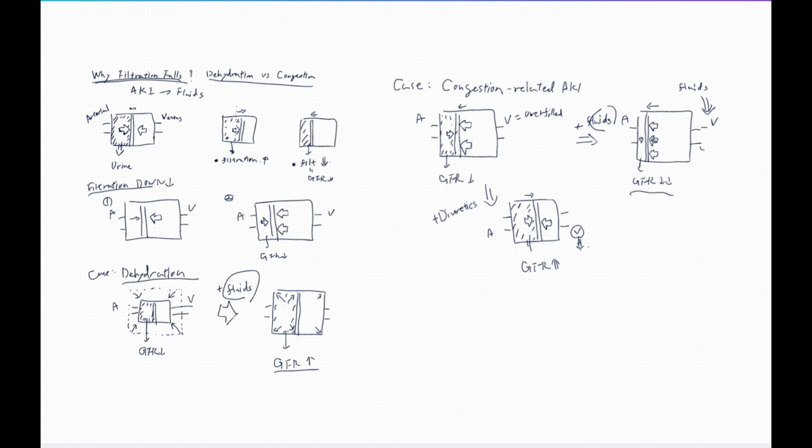Let's summarize the key takeaways. In AKI, filtration depends on pressure balance, not volume alone. Dehydration makes both sides underfilled, and fluids restore balance. Congestion overfills the venous side, and fluids worsen imbalance. Relieving congestion allows the board to move right and filtration to improve. Thinking this way turns AKI from a confusing diagnosis into a logical problem. Stay calm, think physiologically, and manage AKI step by step.